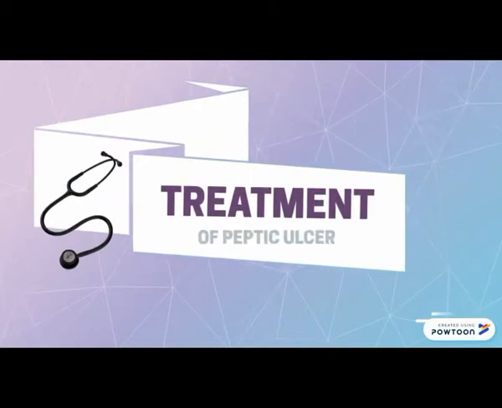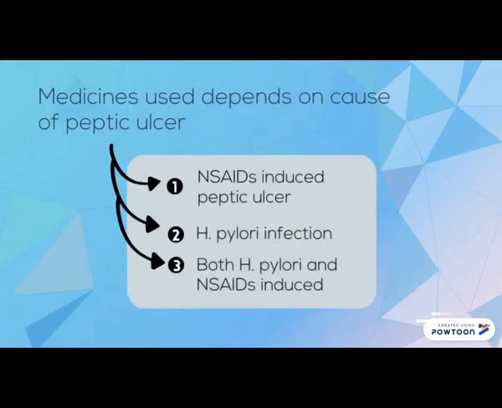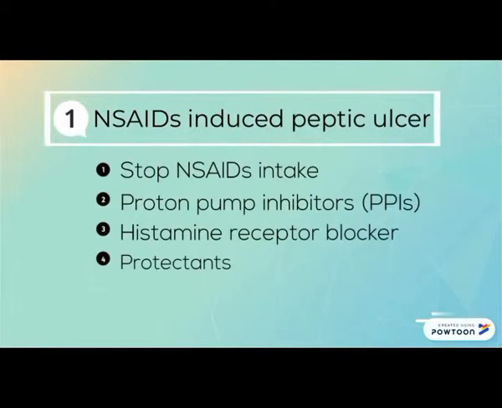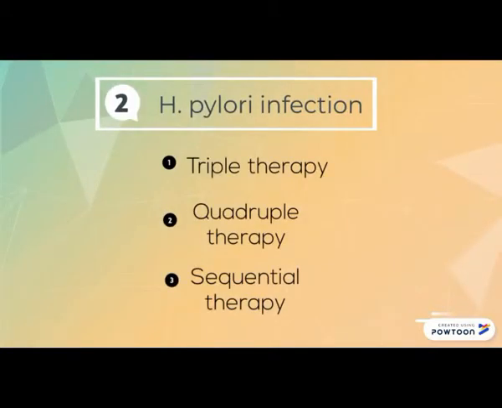Next, we move on to the treatment of peptic ulcer. The medicines given depend on the cause of peptic ulcer, which is NSAIDs-induced, H. pylori infection, or both H. pylori and NSAIDs-induced. For NSAIDs-induced, patients are advised to stop NSAIDs intake. They will be given proton pump inhibitors, histamine receptor blockers, and protectants to help the healing process. Next, doctors may prescribe triple therapy, quadruple therapy, or sequential therapy to treat H. pylori infection peptic ulcer.